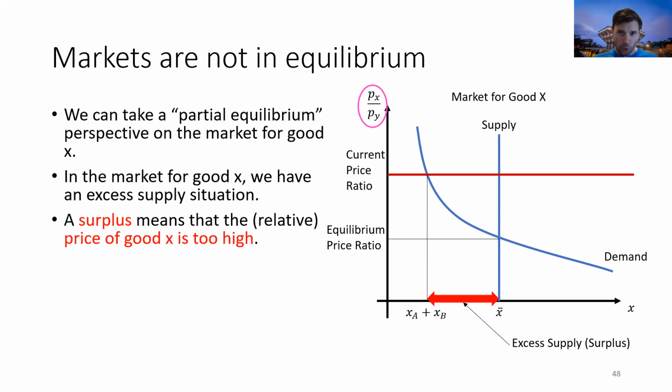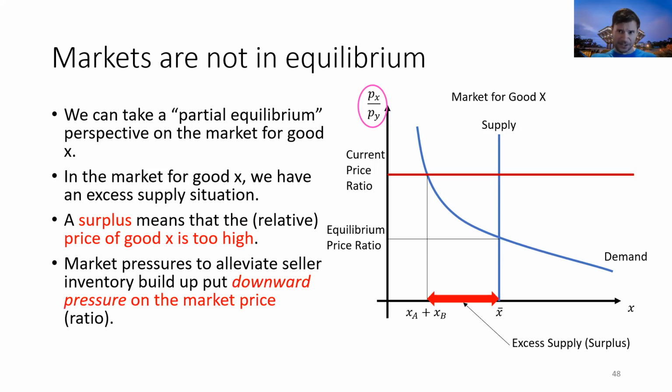Now, normally what happens in our perfectly competitive market framework, with many buyers and many sellers? There's downward pressure on the price, which would alleviate that excess supply situation.